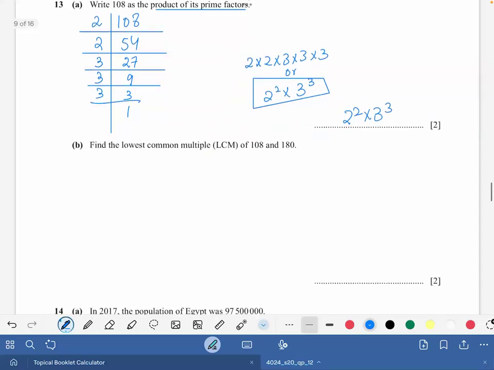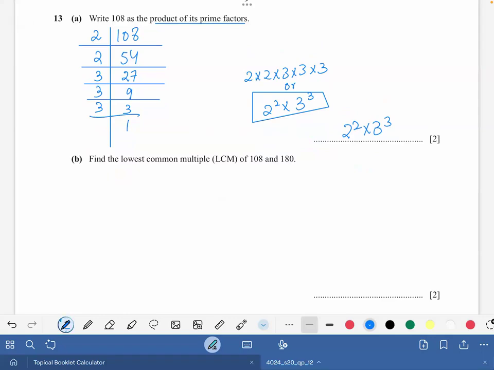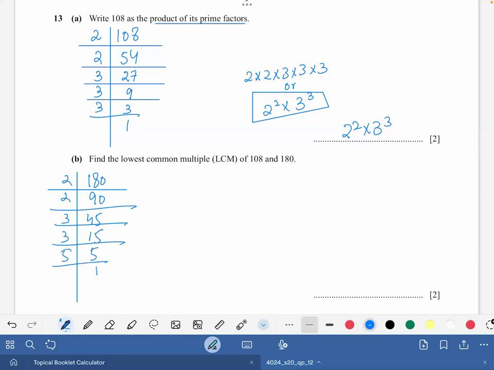Find the LCM of 108 and 180. So like for example, you can see one thing, 108 is already done. Let's find out 180 now. So 108 is already with us. So 180. So start from table 2, 90, table 2, 45, table 3, 15, table 3, 5, 5 ones are 5. So 180 can be written as 2 square times 3 square times 5. 108 is already our previous answer, 2 square times 3 cube. So remember one thing, LCM is take highest powers only.